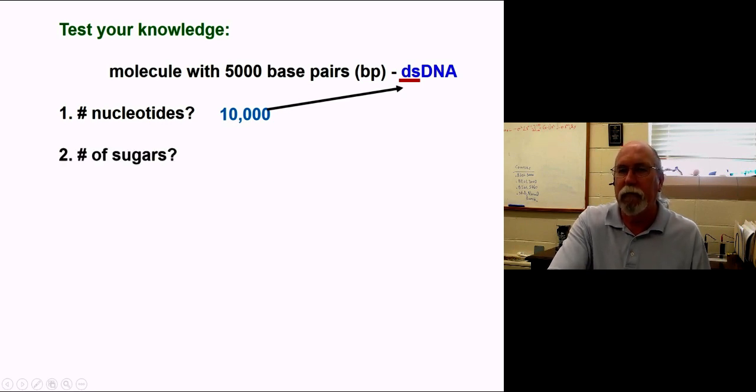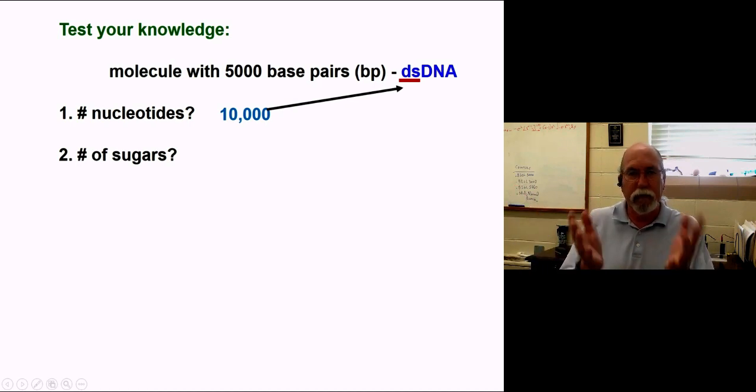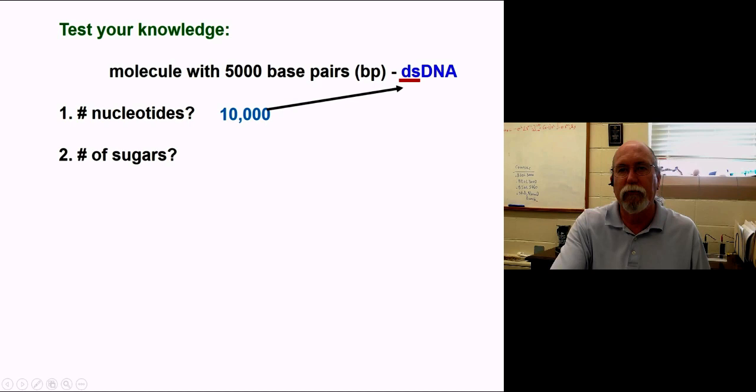Then you might be asked how many sugars. Well, just think about what a nucleotide is. It's a phosphate group, it is a base that you have added on, A, T, G, or C, and then there's a sugar for each one. So for each one of these nucleotides, you're going to have a sugar. So the answer there is 10,000.